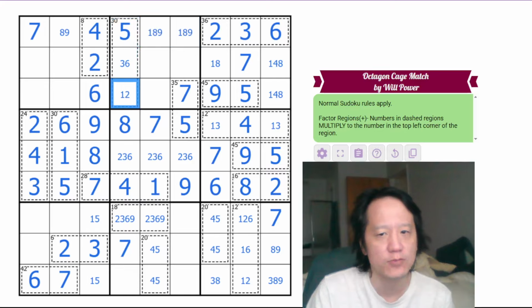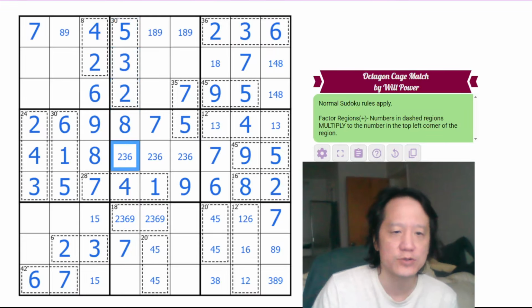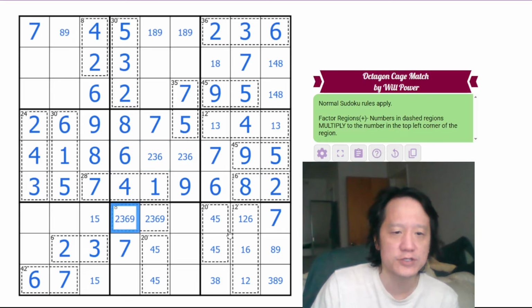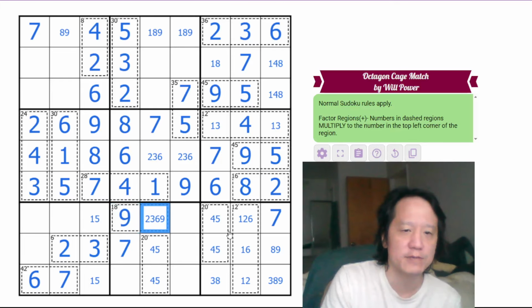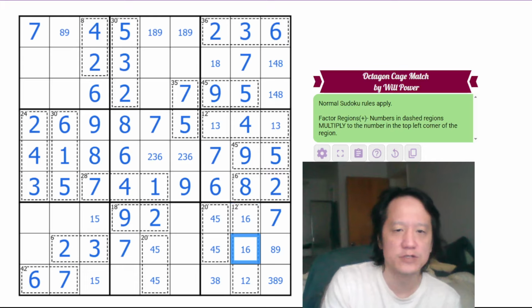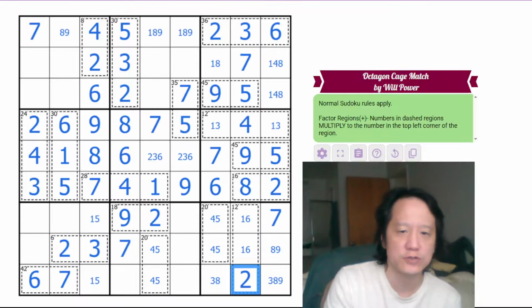So this cannot be 1, therefore this is 2 times 3 times 5. This can't be 2 or 3, so that makes this 6. This can't be 2, 3, or 6, so that makes that 9, which 9 multiplied by 2 gives you 18. So this cannot be 2 here. This becomes a 1, 6 pair, which eliminates 1 and 6 in the rest of the row. So this must be 2.